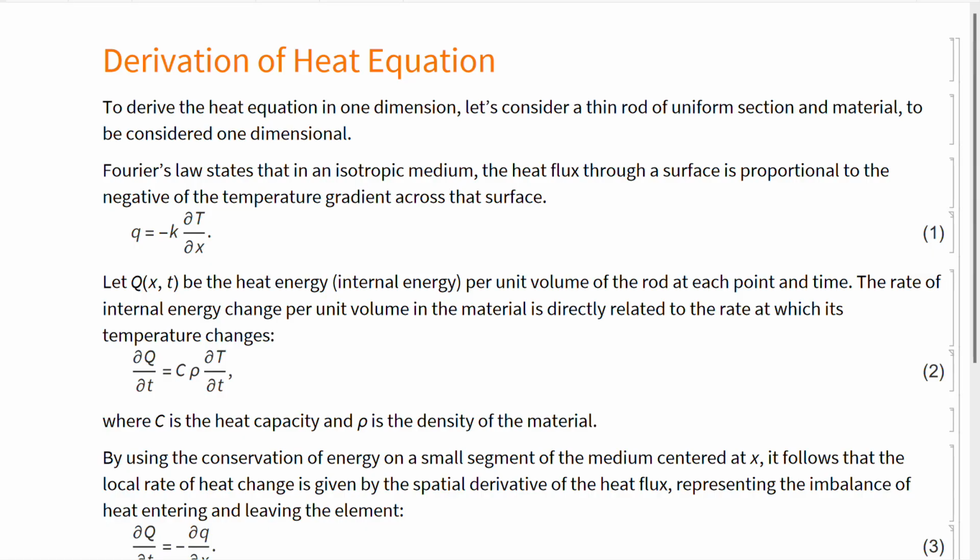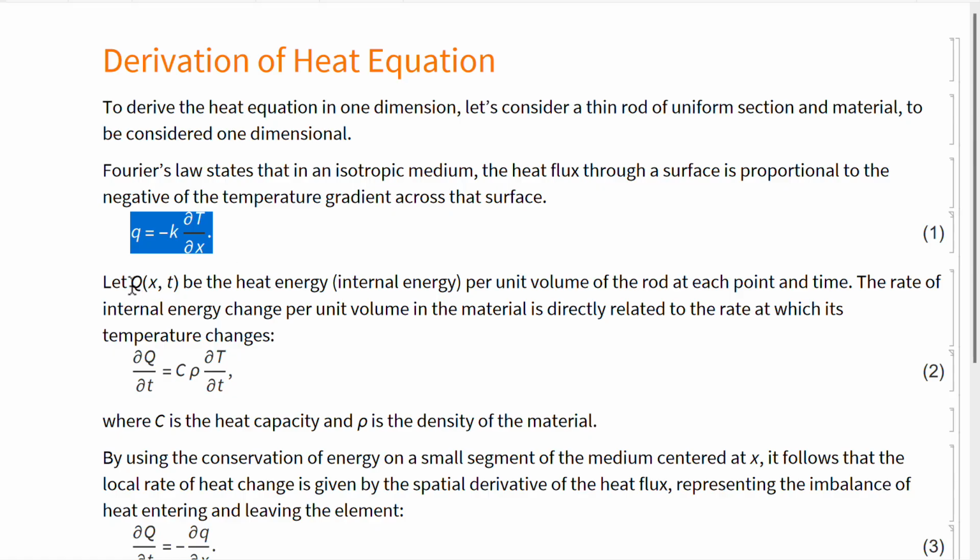To derive the heat equation in one dimension, let's consider a thin rod of uniform section and material to be considered as one-dimensional. Fourier's law states that in an isotropic medium, the heat flux through a surface is proportional to the negative of the temperature gradient across that surface, so we can write q equal to minus k dT over dx.